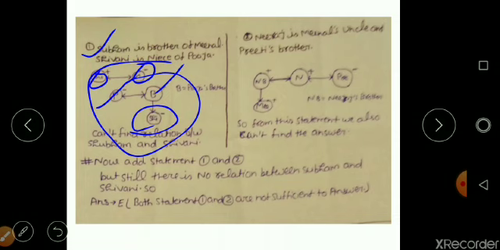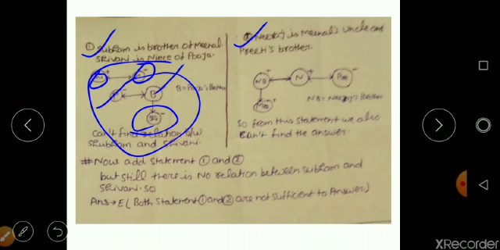Now from this diagram, what can we say? We can say that there is no direct relation between Subham and Shivani, so we can't find the relation between Subham and Shivani. Now we will check the second statement. Statement second is Neeraj is Meenal's uncle and Preeti's brother. So Neeraj is Meenal's uncle. That means Meenal is the daughter of Neeraj's brother.